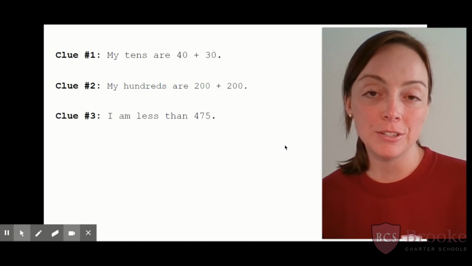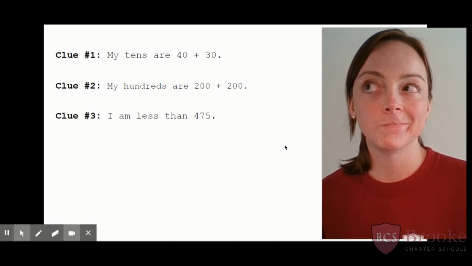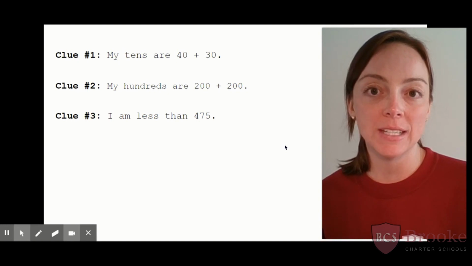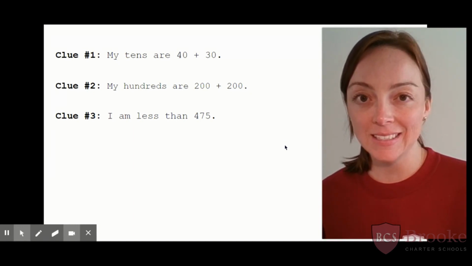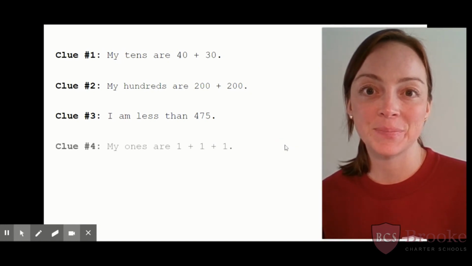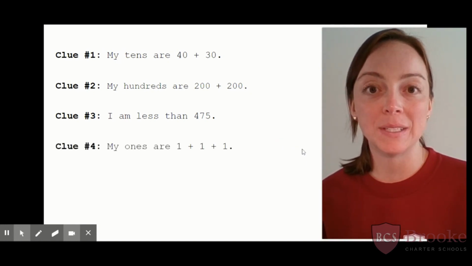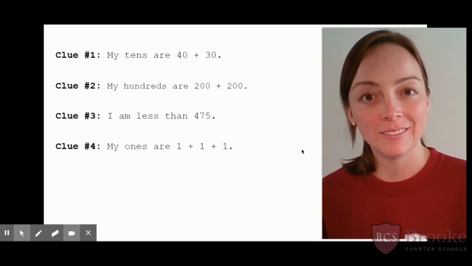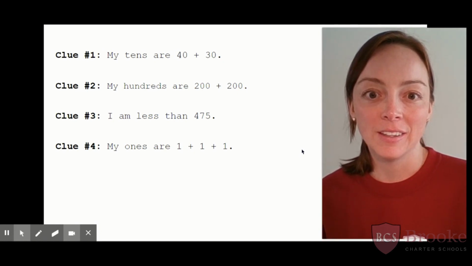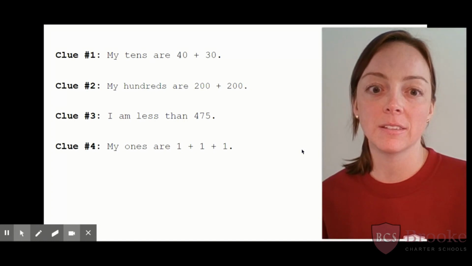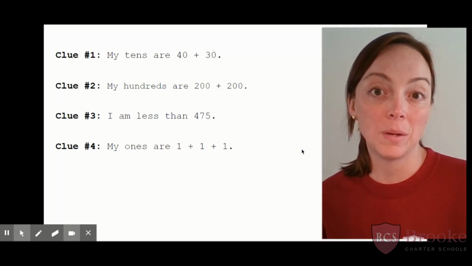I am less than 475. Okay, so smaller than 475, but still with 400 and 7 tens. Any guesses? Let's check the final clue. My ones are 1 plus 1 plus 1. Let's see, what could this mystery number be? The hundreds are 4, the tens are 7, and the ones value is 1 plus 1 plus 1.